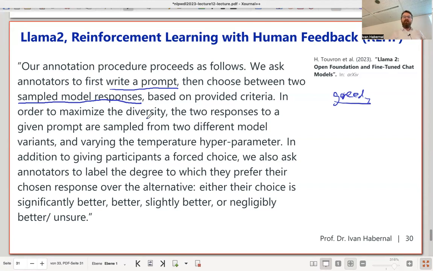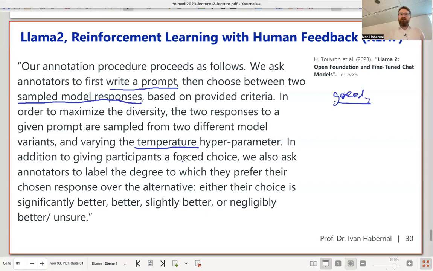In order to maximize the diversity, the two responses to a given prompt are sampled from two different model variants. Okay, variant temperature. We'll talk about the temperature. The temperature is basically reshaping the probability distribution. If there's a high temperature, everything will flatten out; if there's a small temperature, it will be more spiked. So temperature is a parameter.